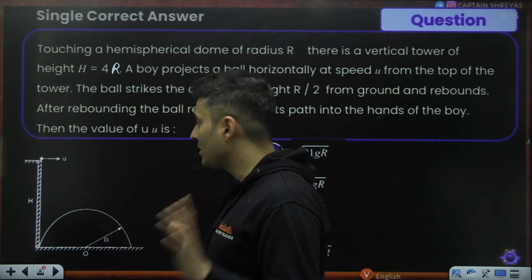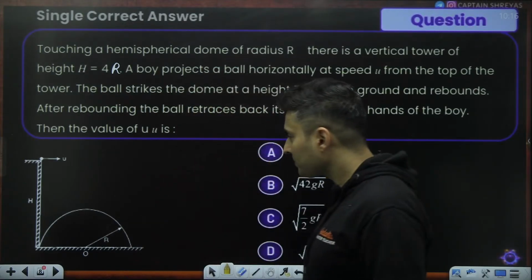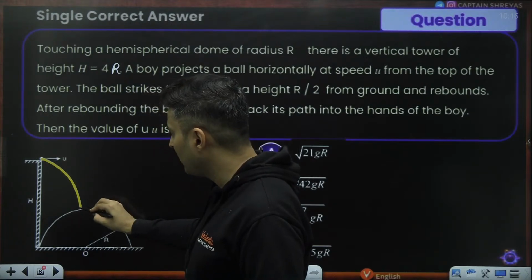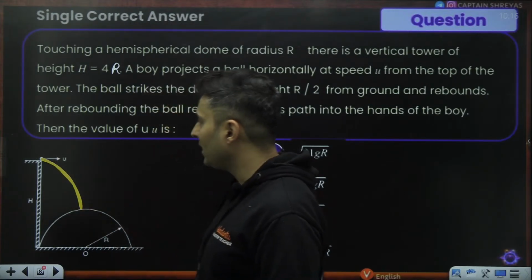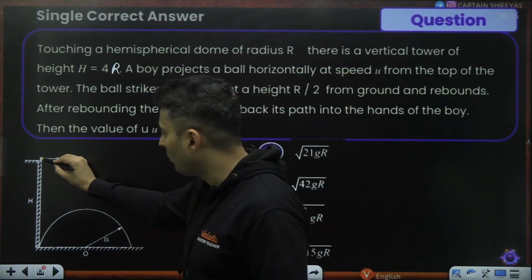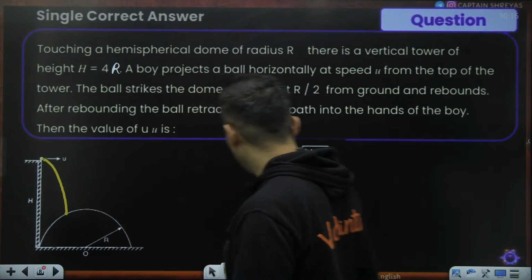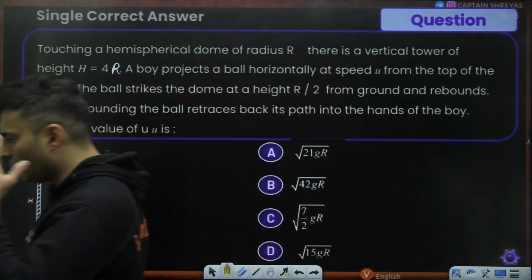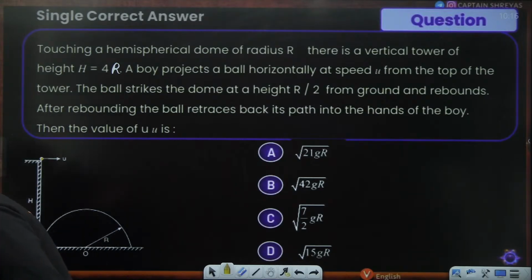Just read the question again. This ball is being thrown, it hits the dome and it retraces the path and comes back into the hands of the person, and wherever that ball strikes on the dome, that height is basically r by 2. Okay, all this is given. Let's try to visualize this. Okay, perfect. Let's try, guys.